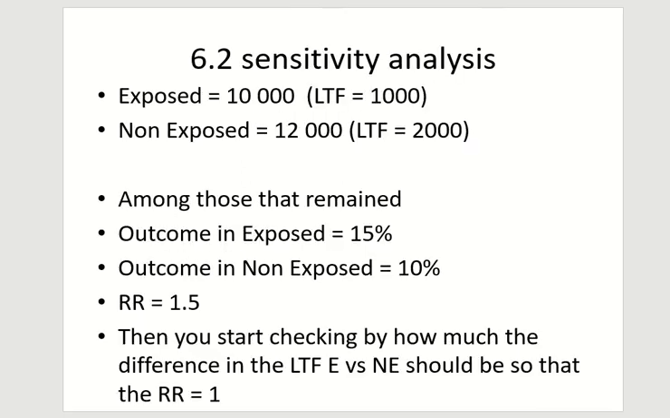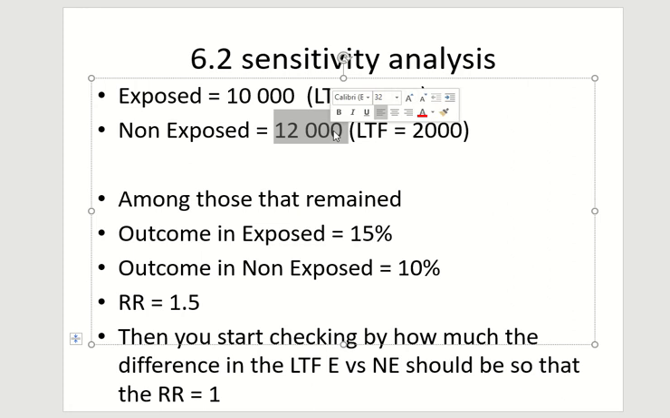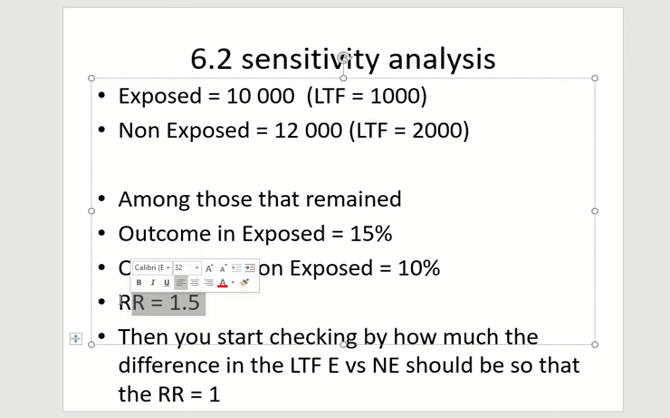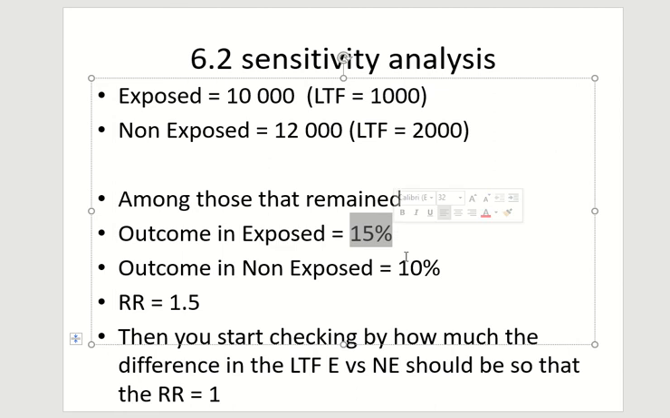Everything will become clear. So originally, in this scenario I'm showing you now, I had exposed 10,000 and non-exposed 12,000. This is the total sample. However, I'm going to lose 1,000 in the exposed and 2,000 in the non-exposed. Okay? Among those that remained, the outcome occurred in 15% in the exposed and 10% in the non-exposed, producing a relative risk of 1.5. Right? Because the risk here is 15%, the risk here is 10%, you do the ratio, you get 1.5. This is among those that stayed in my study.